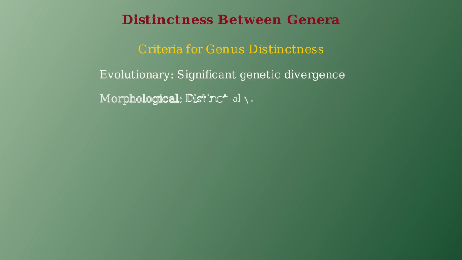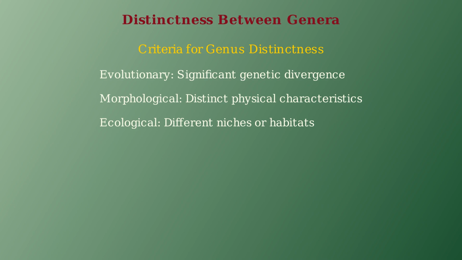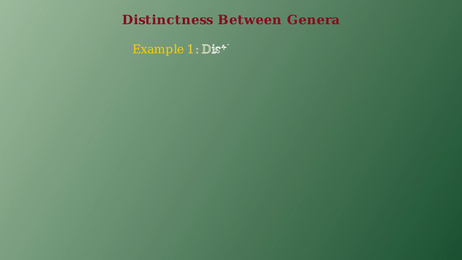Genera must demonstrate clear evolutionary, ecological, or morphological differences from one another to be considered distinct. There are three main criteria that separate genera. First, evolutionary distinctness refers to significant genetic divergence. Second, morphological distinctness refers to clear physical differences. And third, ecological distinctness refers to adaptation to different niches or habitats. Let's examine some examples of closely related but distinct genera.